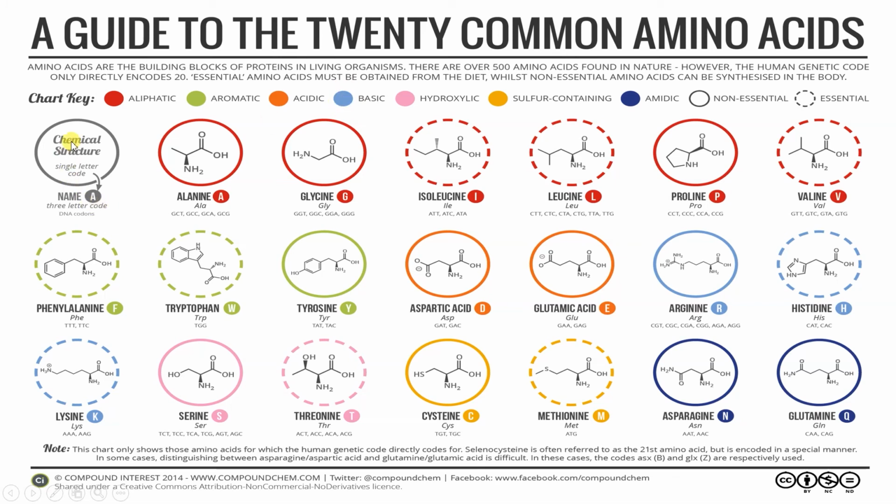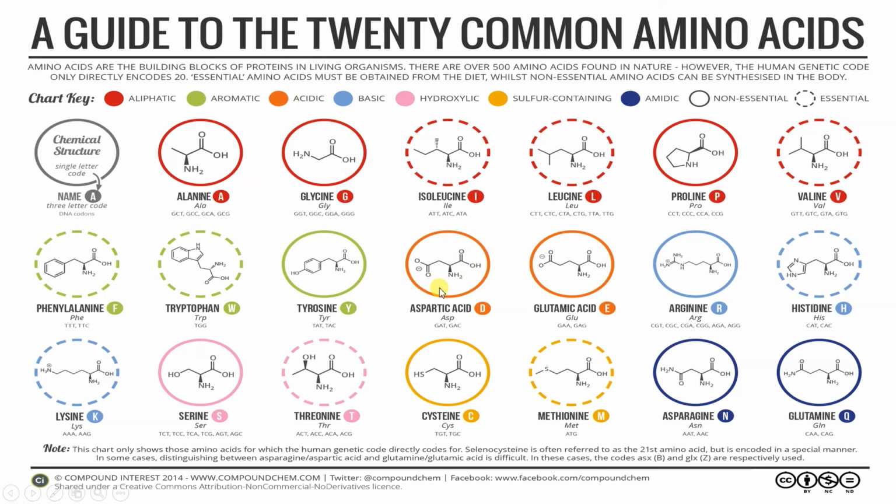The light blue cover is for basic. Dark blue is for amidic, that means an amide group, CONH group, will be there. Then all the yellow ones are sulfur containing. Pink is hydroxylic, that means an OH group will be there. And orange is for acidic. All that orange is acidic.